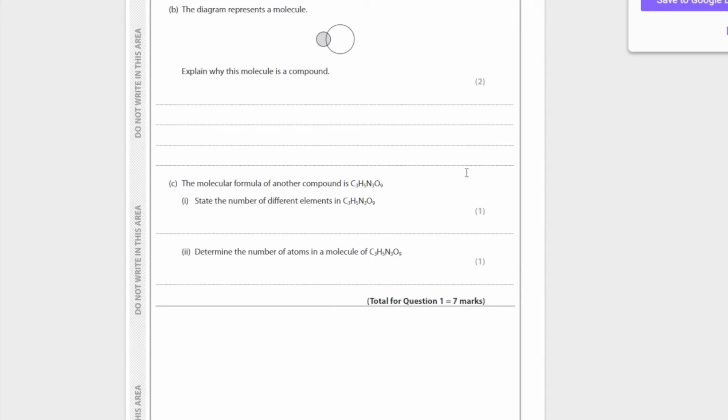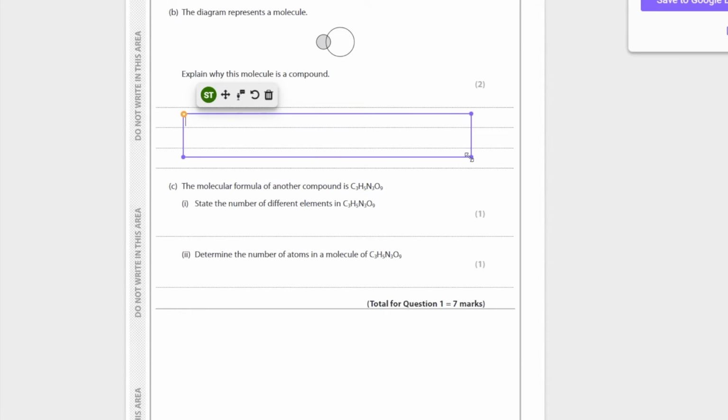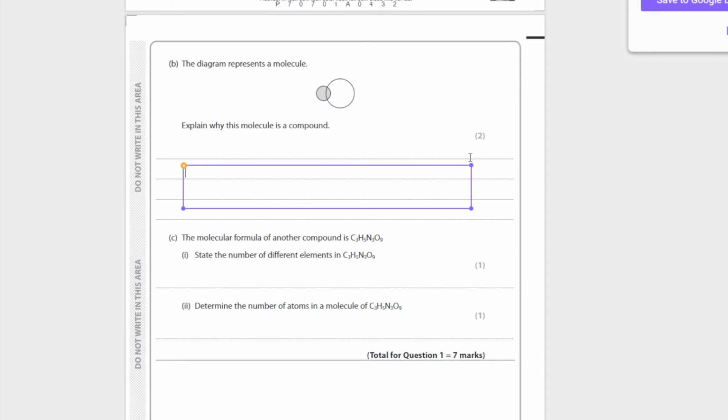This diagram represents a molecule. Explain why this molecule is a compound. Now, for these types of molecule compound questions, it's very easy, but they're looking for something kind of specific. The mark scheme isn't very wide, so make sure you remember this. If they want you to identify why something is a compound, you have to say 2 different elements.